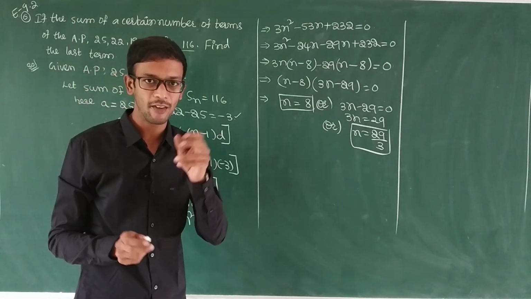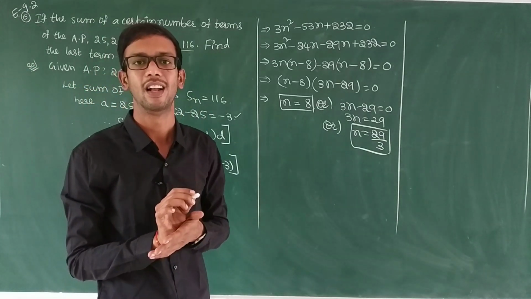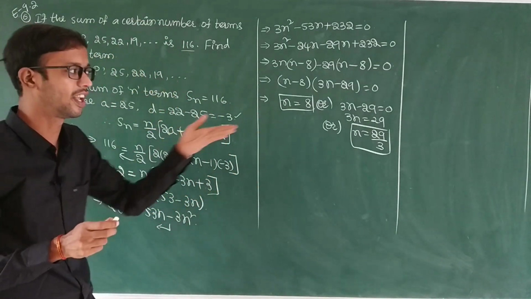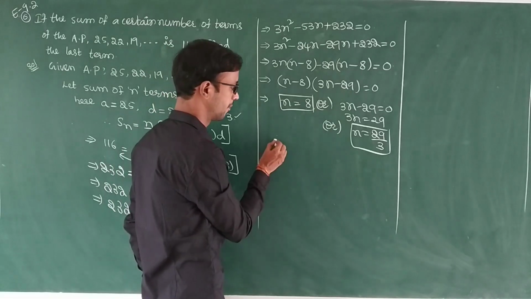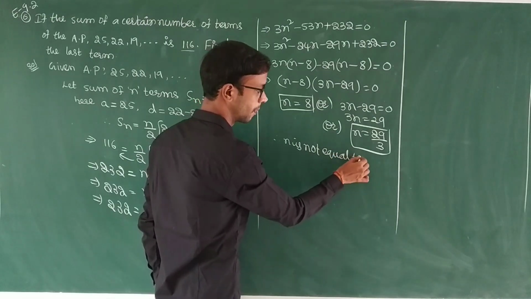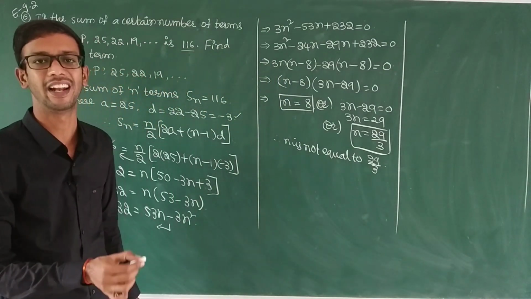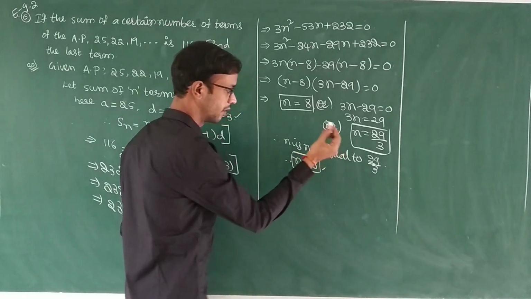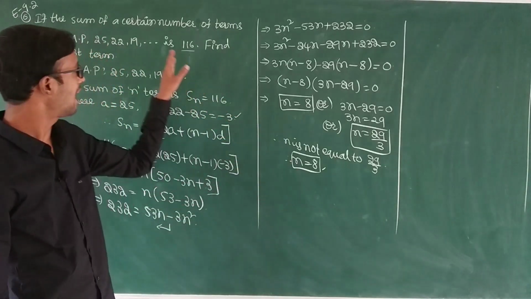You observe that the number of terms is compulsorily a natural number. Here, the number of terms can be 3 and so on, but 29 by 3 terms is not possible. Therefore, n is not equal to 29 by 3; n is a natural number. So n is equal to 8. The number of terms is 8.